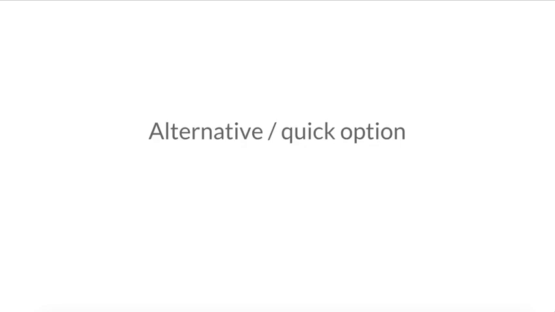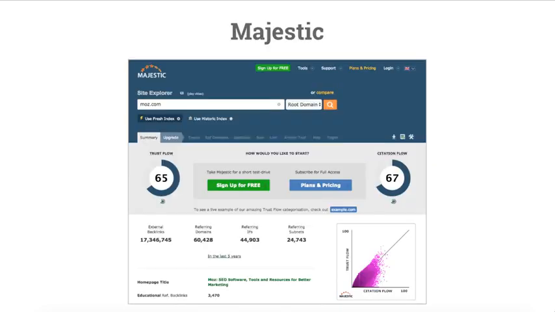Now, some other options for link counts is you can use any of our competitors. Majestic, for example, is a great competitor. You can enter your site.